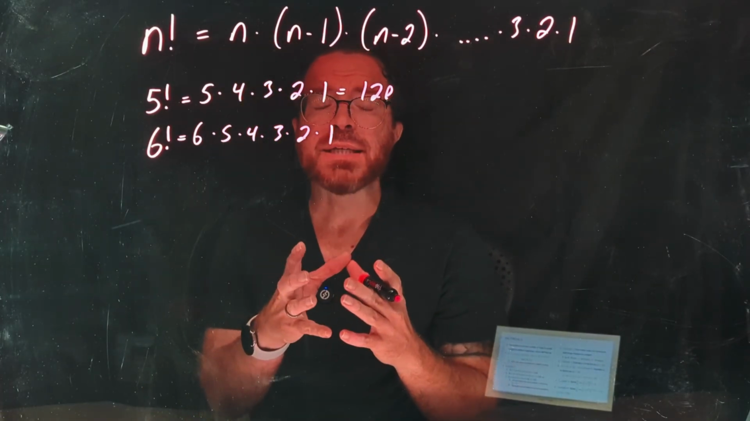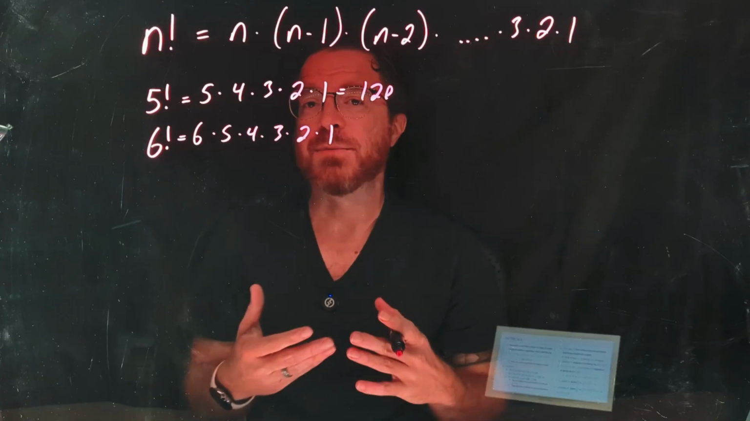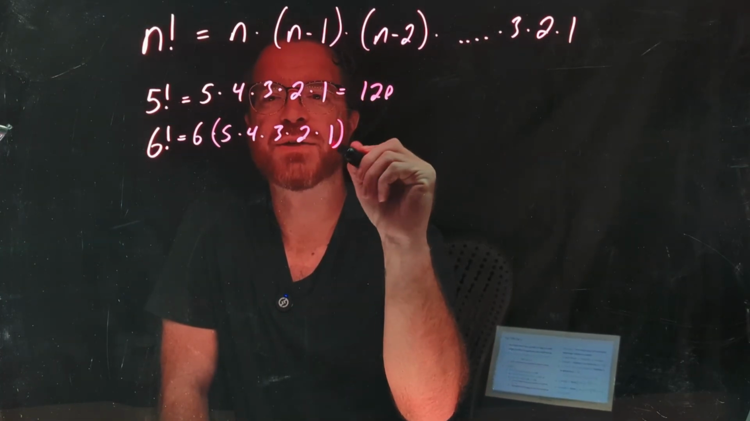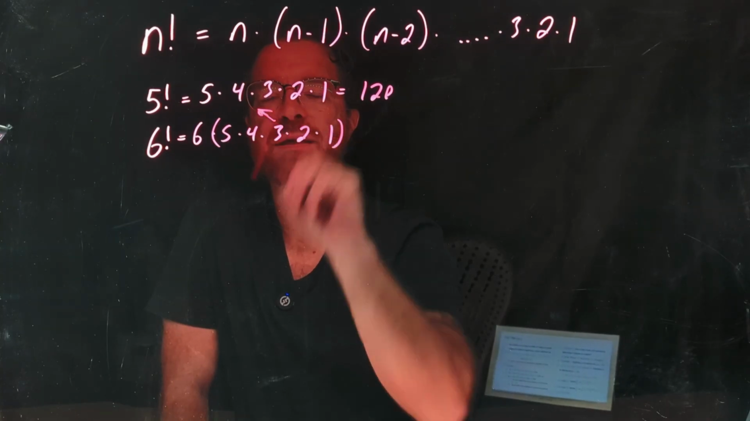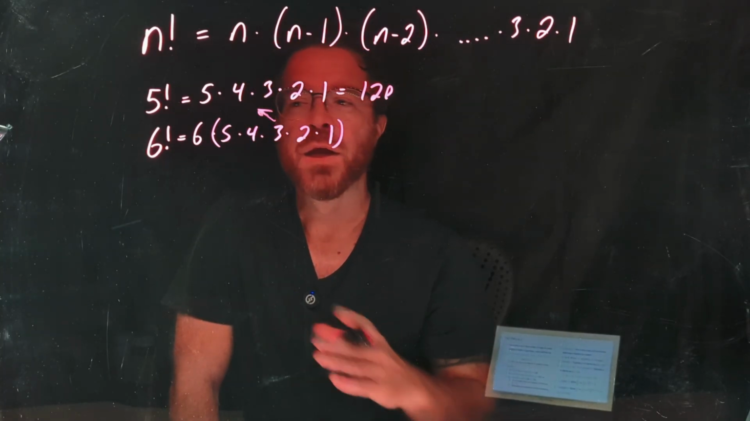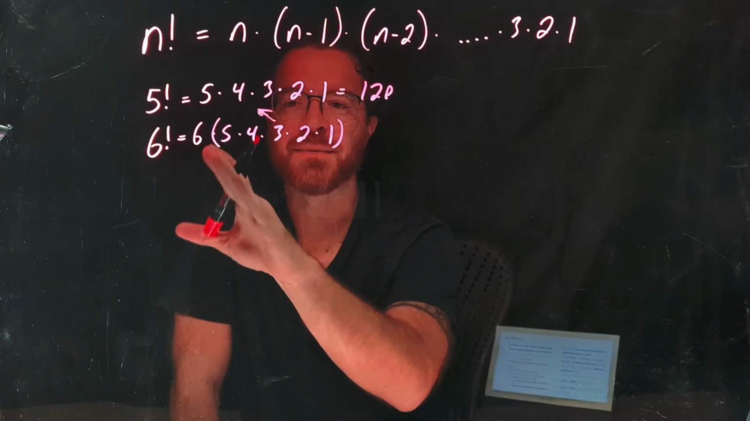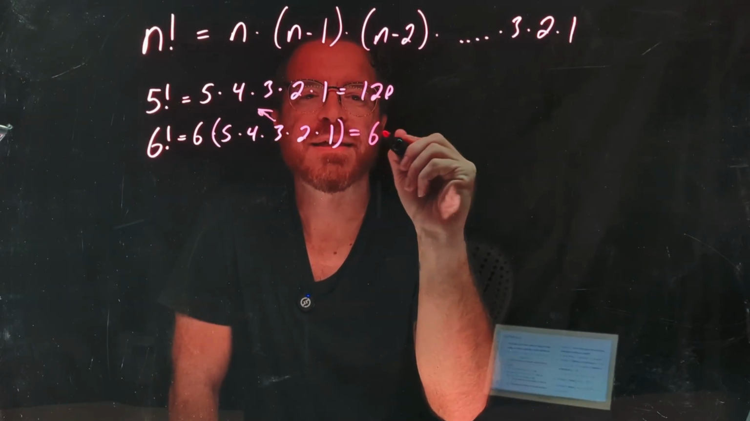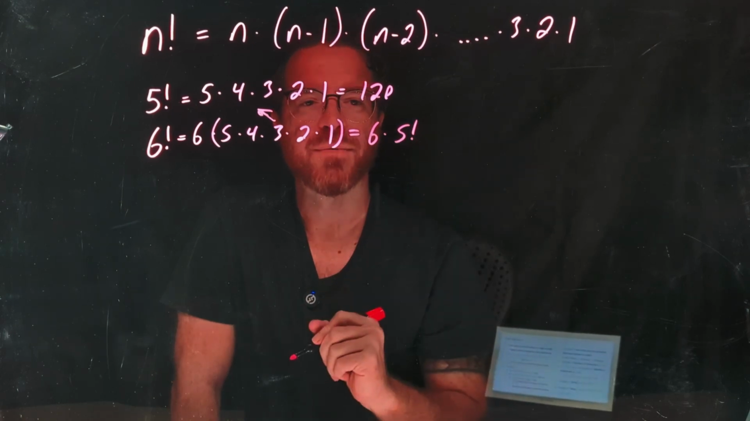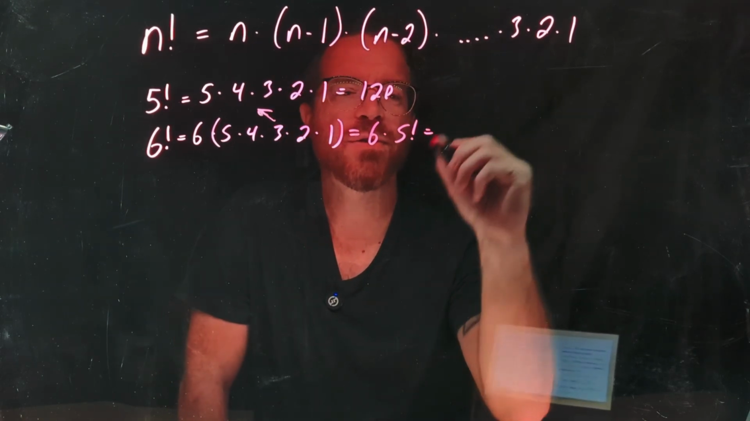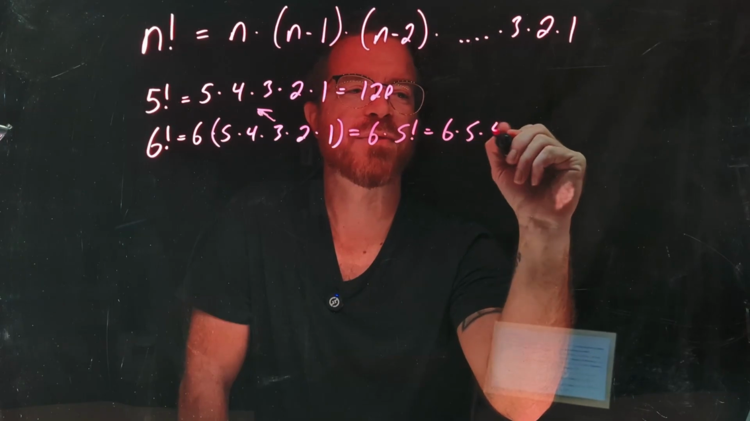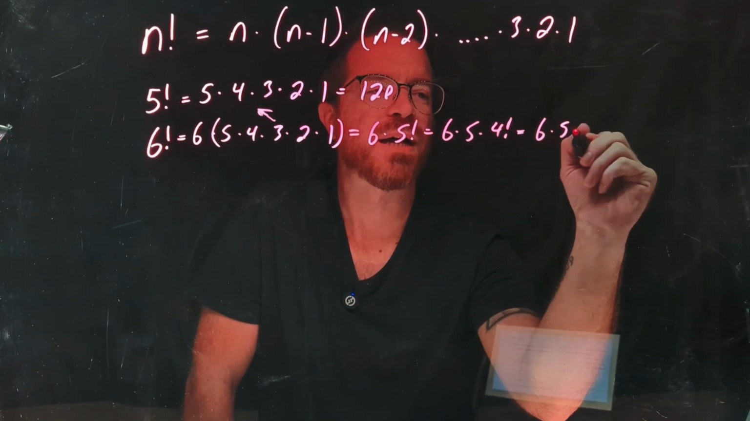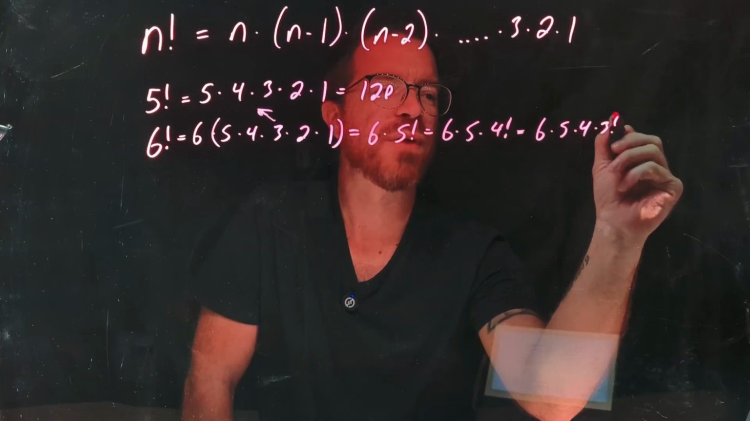And the reason I wanted to show you this is that one of the really useful principles of factorials is that if you look at this part of 6 factorial, it's just the same exact thing as 5 factorial. So instead of writing 6 factorial as 6 times 5 times 4 times 3 times 2 times 1, we could instead say that it is 6 times 5 factorial. Or we could take it one step further and say that it's 6 times 5 times 4 factorial. Or it's 6 times 5 times 4 times 3 factorial.